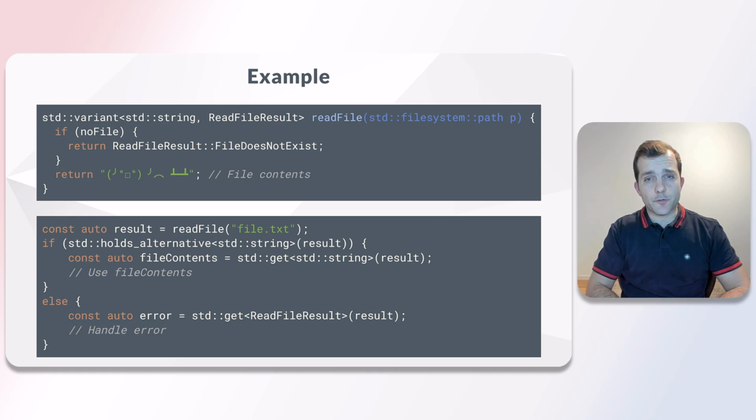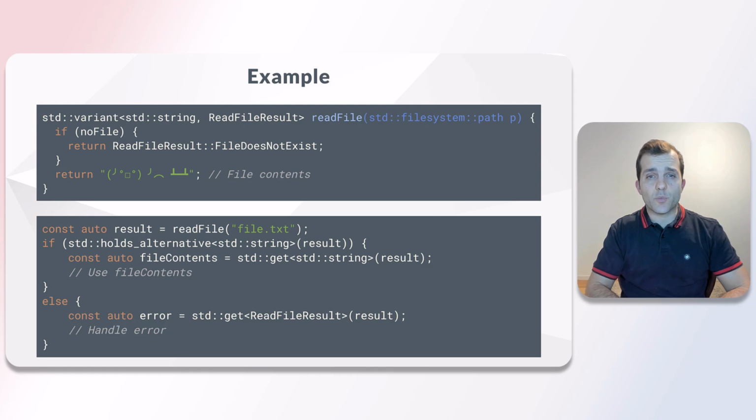From the perspective of read file, things look pretty simple. If there is an error, we return the error code. If there is no error, we return the contents of the file. On the caller side, we can use holds_alternative to check if the variant contains an error or not. If it contains an error, we can go ahead and handle the error. Remember that if we try to access the contents of the file when an error has occurred, an exception will be thrown. Then, if the variant does indeed hold the contents of the file, we can access them using get.